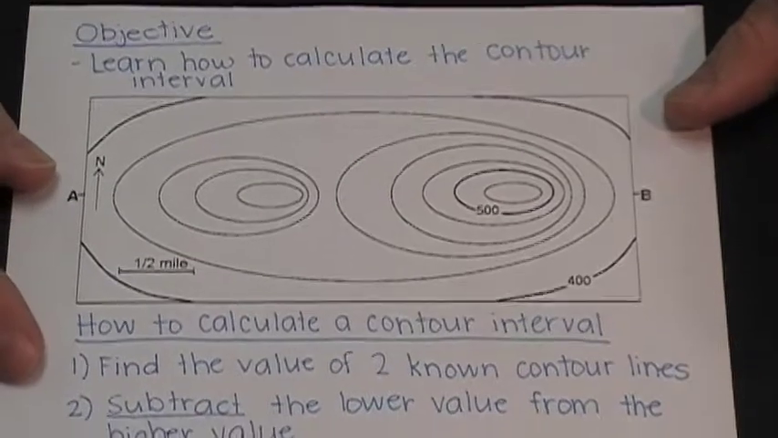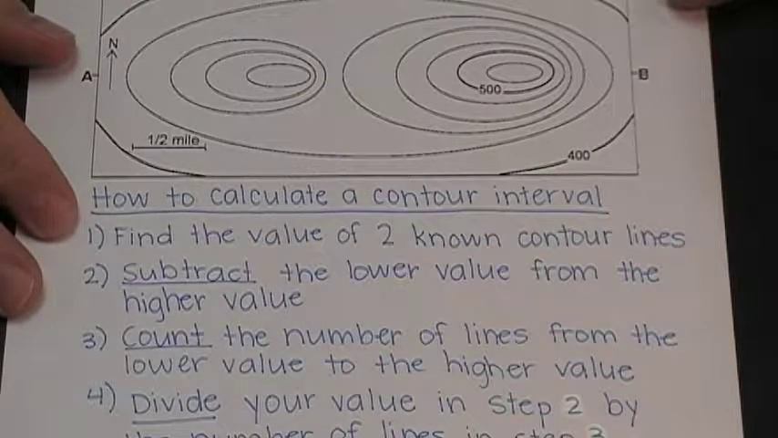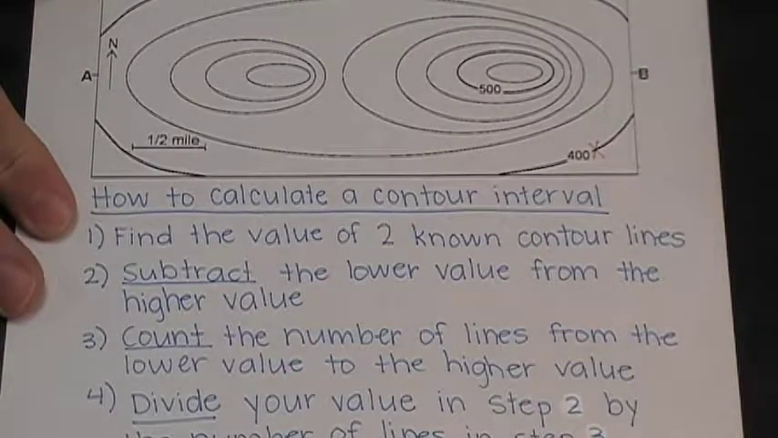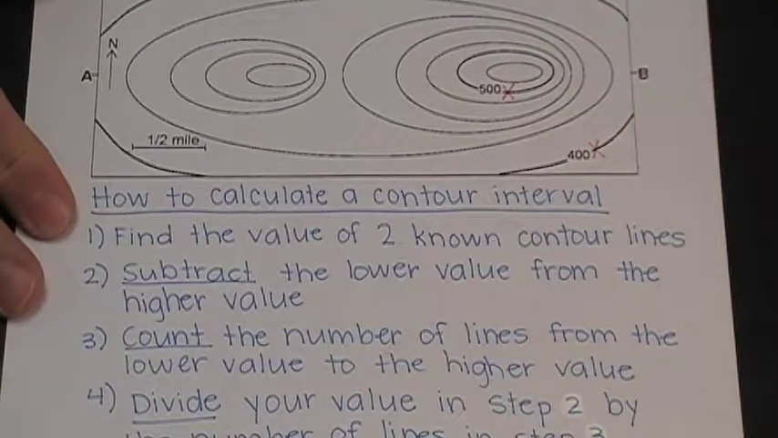So first off, the first step that we need to take a look at here is you need to find the value of two known contour lines. So in this map here, we can see that we know the 400-foot line and we know the 500-foot line. As a rule of thumb, unless you were told otherwise, assume all elevations are in feet. That's the assumption that we're going to make for this map.